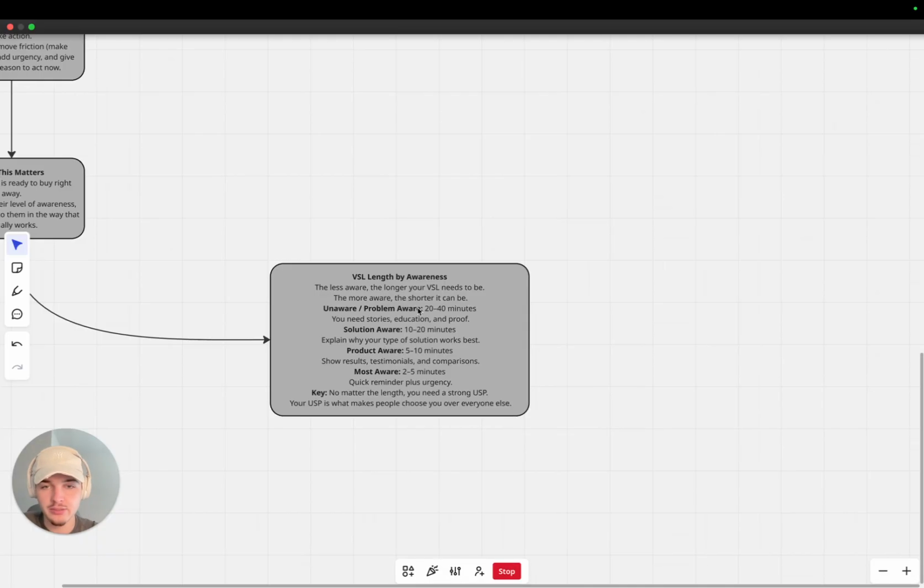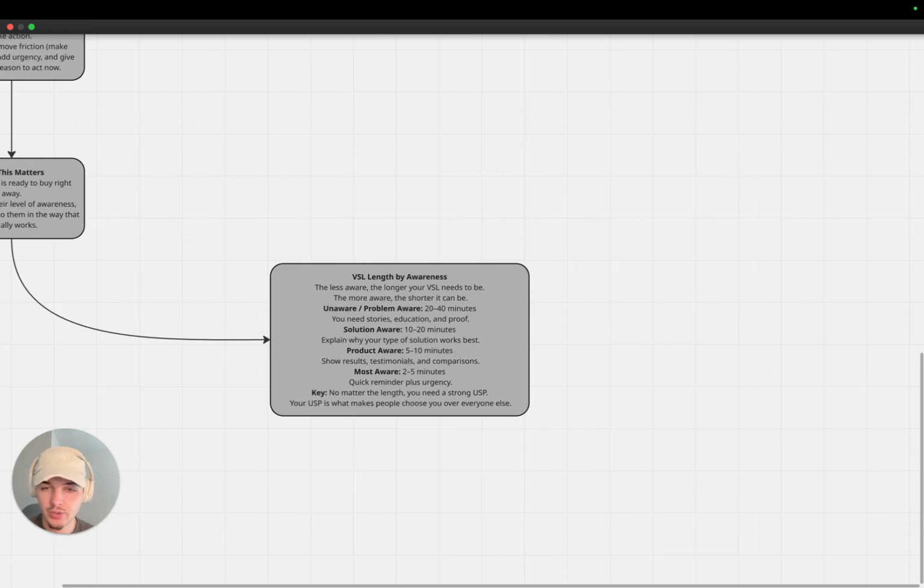Obviously these aren't rules set in stone, because I've seen some VSLs that were 2 to 3 hours long. So for the most unaware audience, between 20 to 40 minutes, just a rule of thumb. You don't need to stick to it exactly, but as a general rule, if they're unaware or just problem aware, anywhere in the 20 to 40 minute range is going to work very well, because you need to share stories, provide education, give them a bunch of value, and most importantly, a bunch of proof that your offer is actually worth it for them.